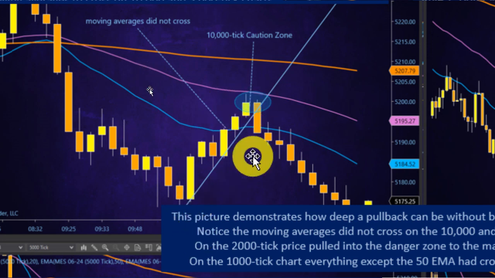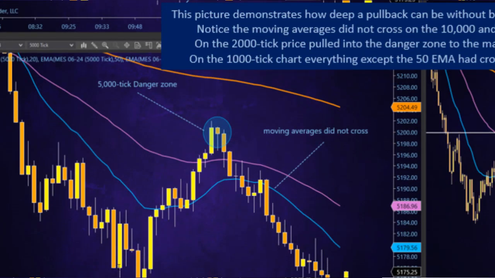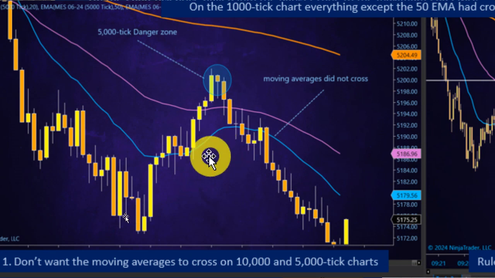Okay? And on the 5,000, that's the same rule, except this time it pulled back deeper into the danger zone, which is between the 50 EMA and the 200 EMA. However, notice the moving averages did not cross one another. The trend line was created right here and it was broken.